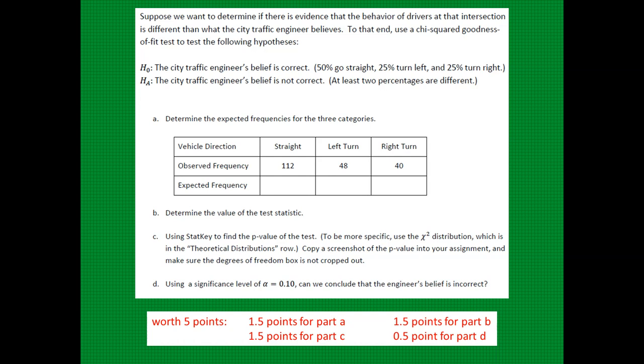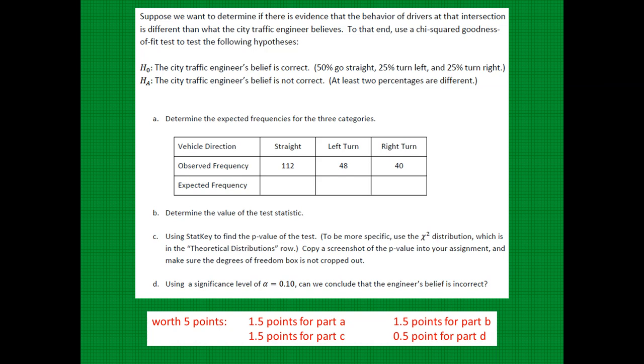Since the hypotheses are already set up, the first thing to do is get the expected cell frequencies. That won't be too bad, considering that we have those percentages in the null hypothesis. And yes, you do need the sample size, but it's not going to be that hard to get. You just have to add those 3 numbers up that are in the observed cell frequencies and you'll get it.